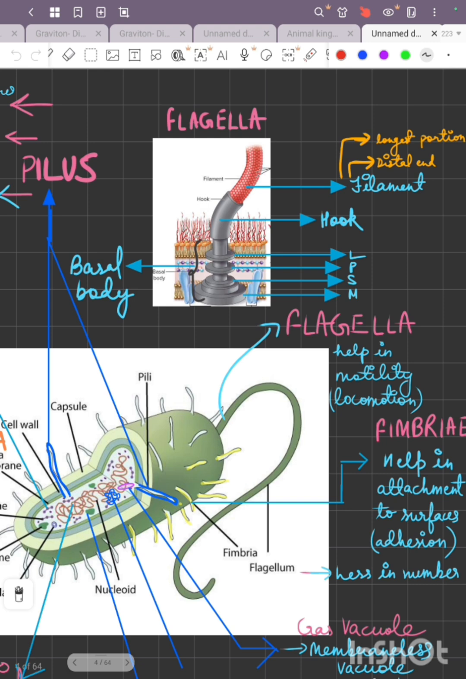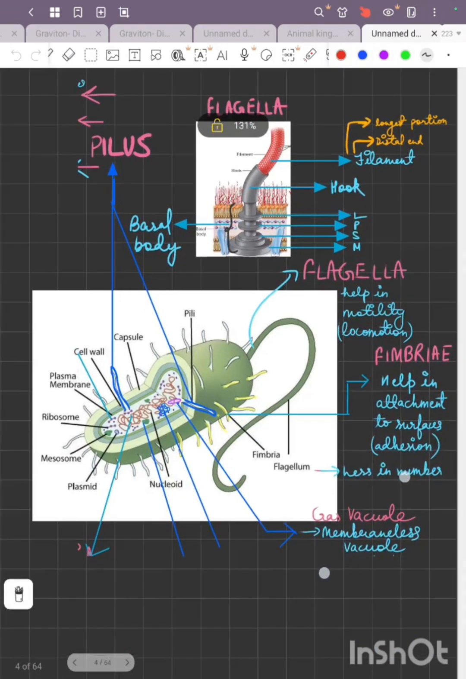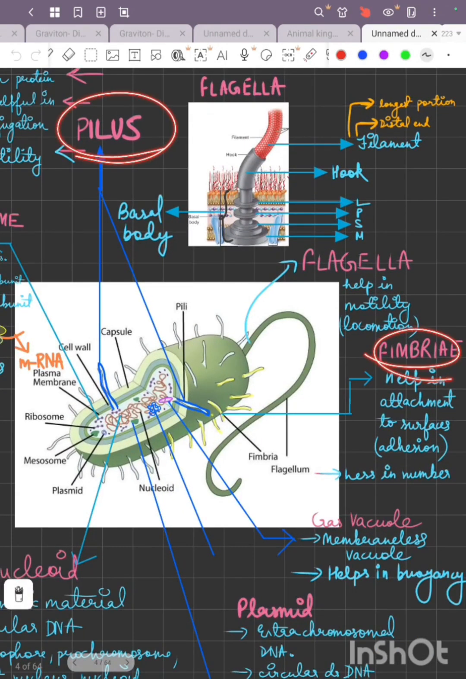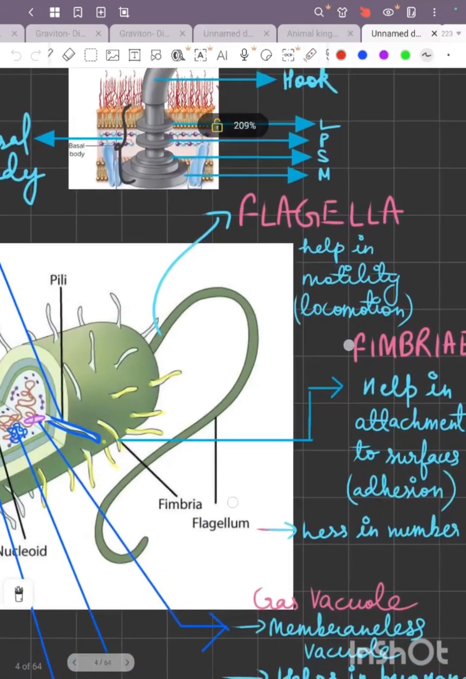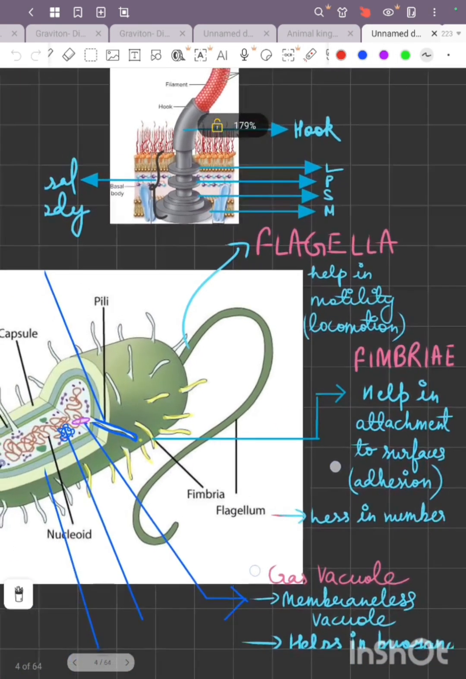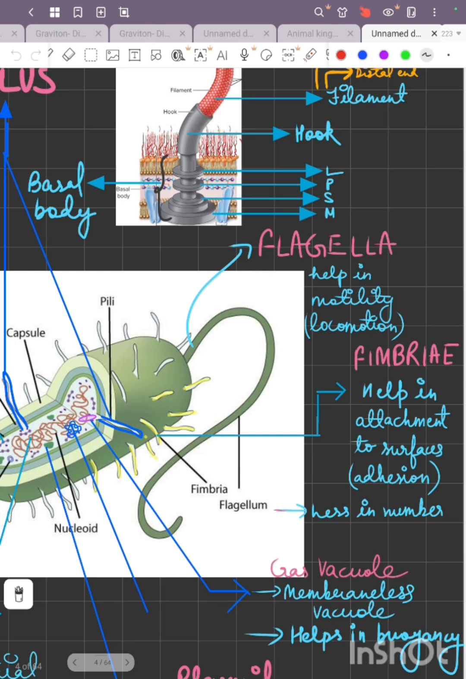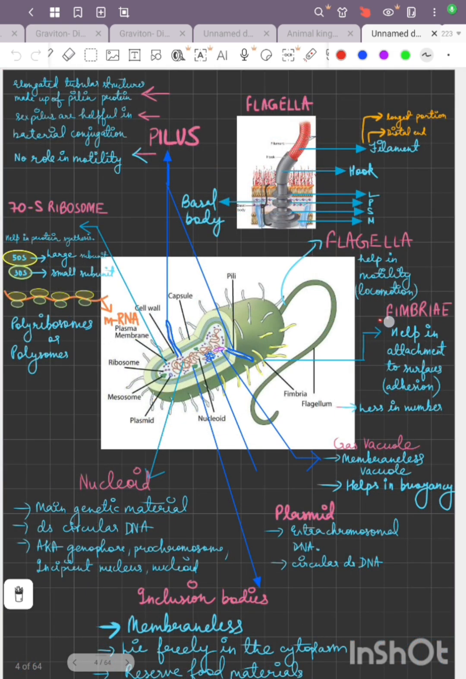Now, talking about other membranous extensions, we have fimbriae and we also have pilus. Now, what is the difference between the two? First, let's discuss fimbriae. The ones that I've highlighted in yellow are referred to as fimbriae. Now, fimbriae and pili do not actually help in locomotion, right? Fimbriae, on the other hand, actually help in attachment to various surfaces. So fimbriae help the bacteria in attaching to various surfaces. So in a way, it helps in adhesion. And these fimbriae are relatively lesser in number.